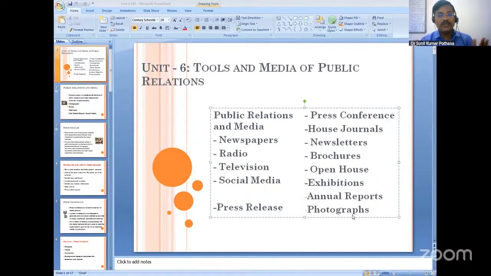Now coming to another major medium, television. In earlier days we had cable television, and there are cable television channels which produce two or three bulletins every day, in the morning hours, afternoon hours, and evening hours.